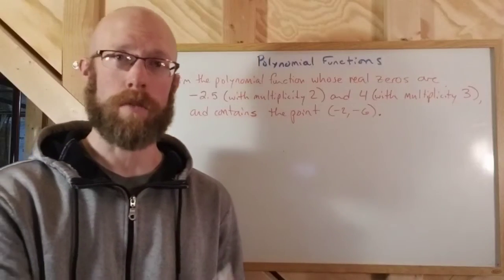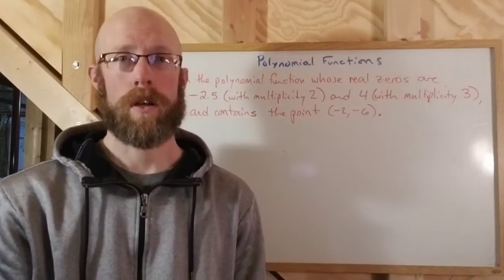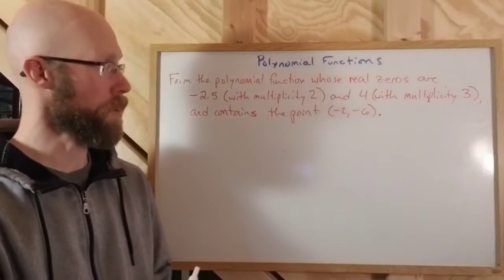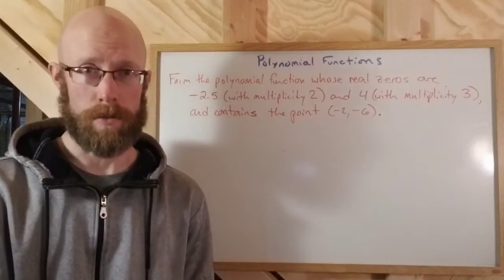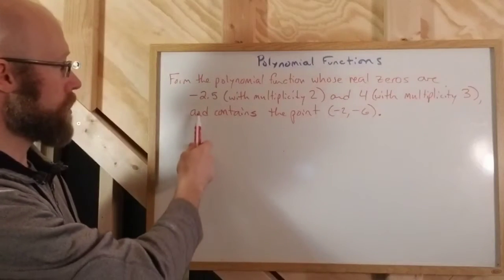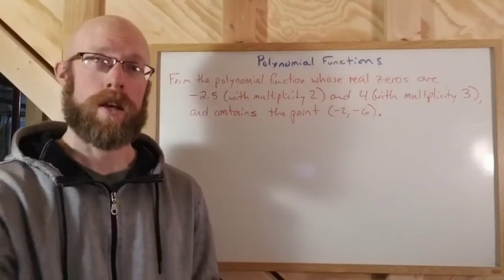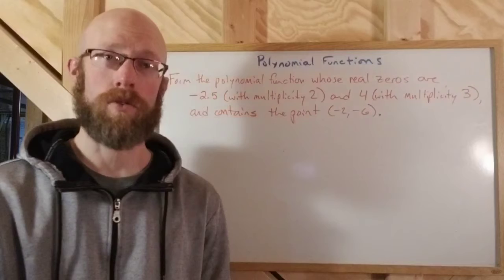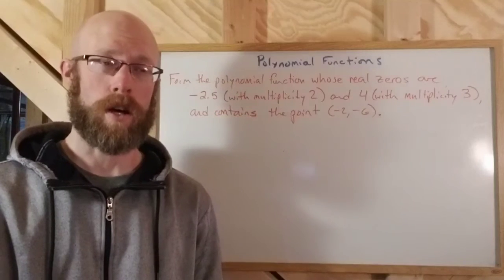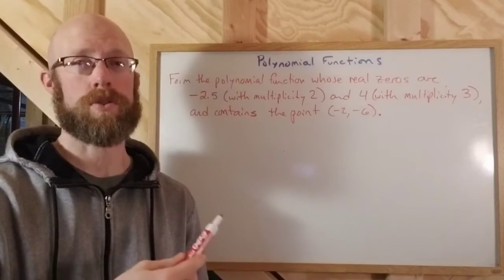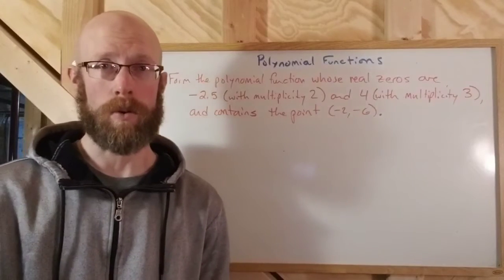So now we're getting into the multiplicity, so we know what the powers on the factors are going to be. And this polynomial must contain the point negative 2, negative 6. So this extra point that it's going to go through will give us some information that will help us to solve for the leading coefficient.